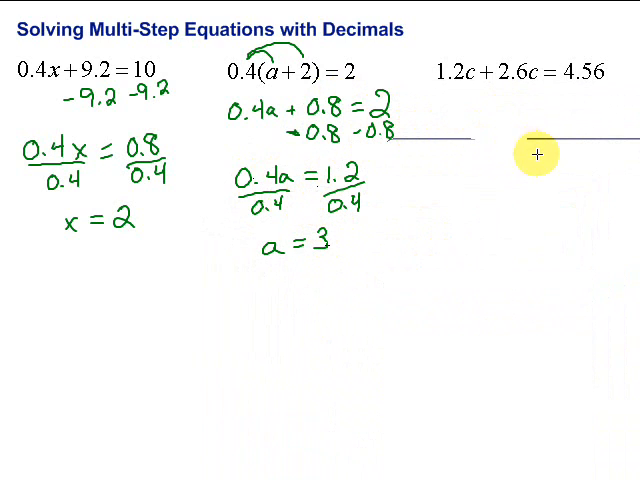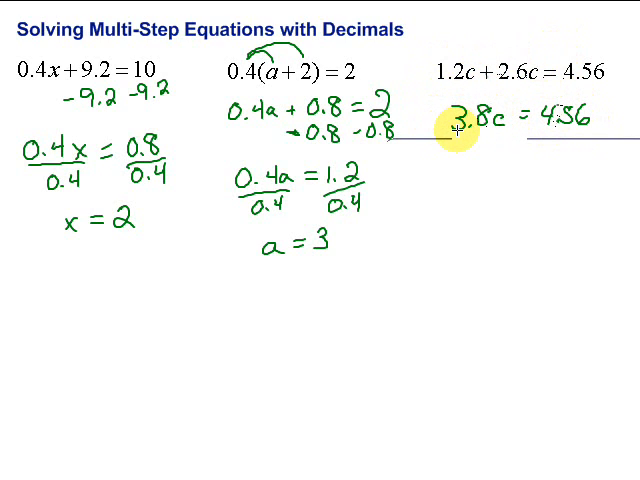Let's take a look at this last one. 1.2c plus 2.6c equals 4.56. We've got c's here and c's here. We need to combine some like terms as our first step before we can work at getting that c by itself. So we want to combine the 1.2c's plus the 2.6c's. That would give us 3.8c's, or 3.8c. Bring down what's left over here, 4.56.